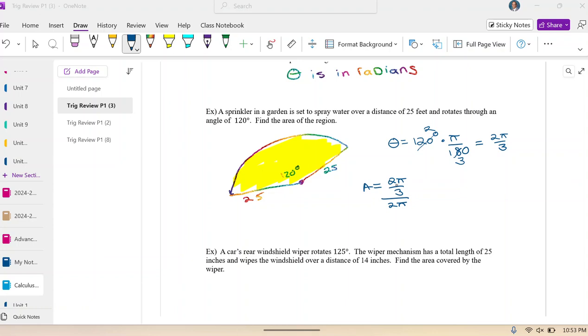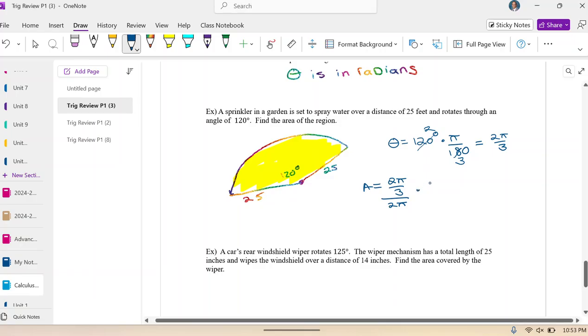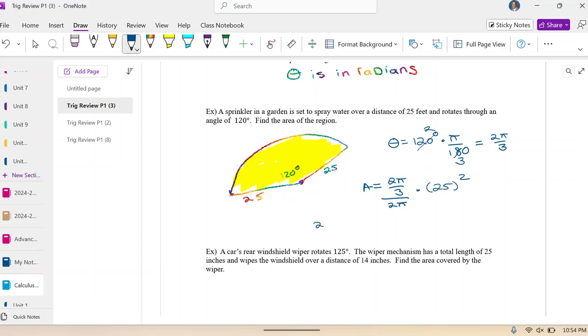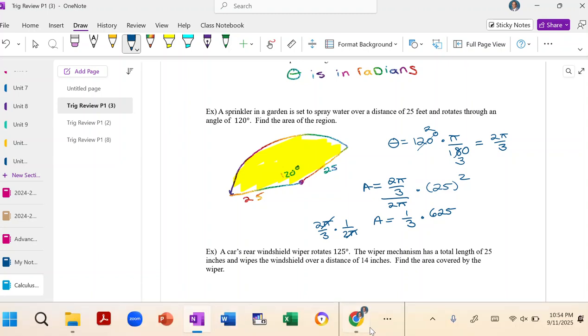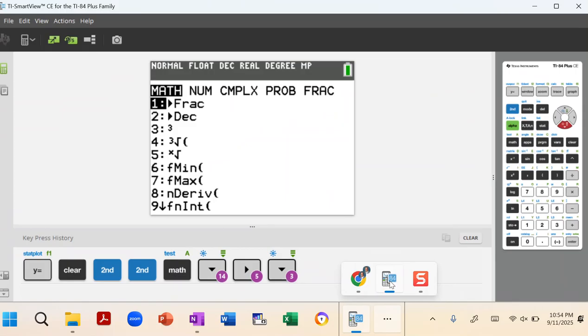All right, so you want to know what fractional part of the circle it is. The angle is 2 pi over 3 divided by 2 pi, times the radius squared, which is 25. Well, 2 pi over 3 times the reciprocal of 2 pi. Notice it gives you 1/3 times 25 squared, which is 625.